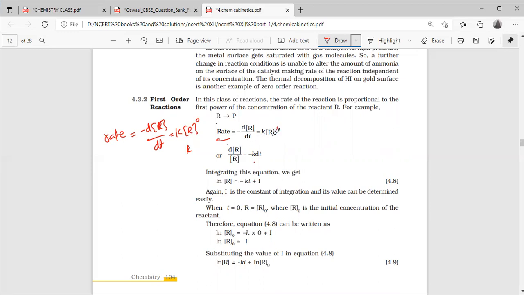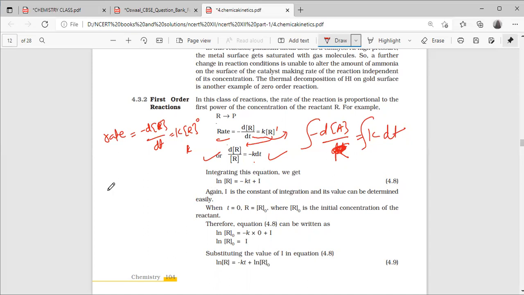Same terms I'm taking to one side: dr by r, and this dt goes to that side. So this step I can write: minus dr upon r equals k dt. Okay, the second step is clear. Then next, what is that? This is the derivation, so we have to do integration on both sides.